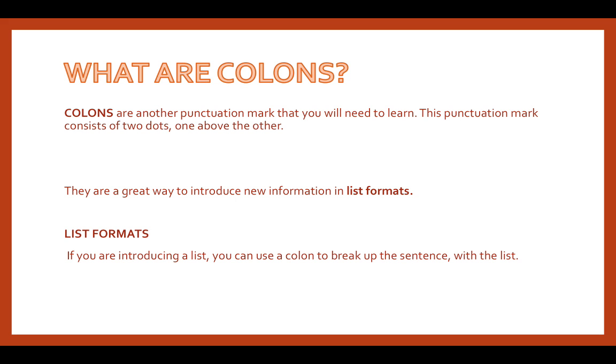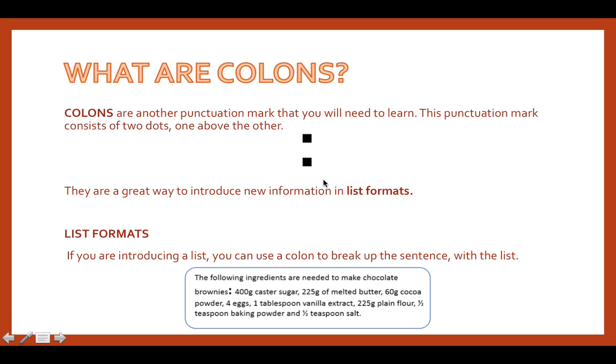So if you're introducing a list, then you can use a colon to break up the sentence with that list. Here is an example of what a colon looks like. For example, the following ingredients are needed to make chocolate brownies: you would use a colon there and then introduce your list. So then you've got 400 grams of caster sugar, 225 grams of melted butter, 60 grams of cocoa powder, 4 eggs, 1 tablespoon of vanilla extract, 225 grams of plain flour, half a teaspoon of baking powder, and half a teaspoon of salt. So you would use that colon to introduce your list.